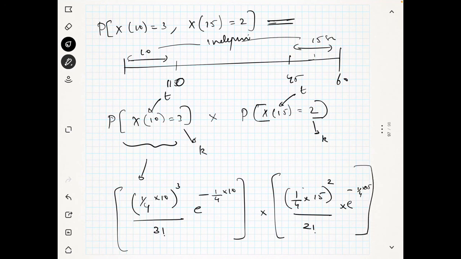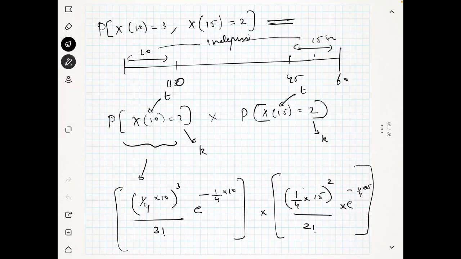That's it. If we calculate this, that will be our answer. I am not going to calculate it. So this is our answer. Okay, I hope you got it. Thank you.